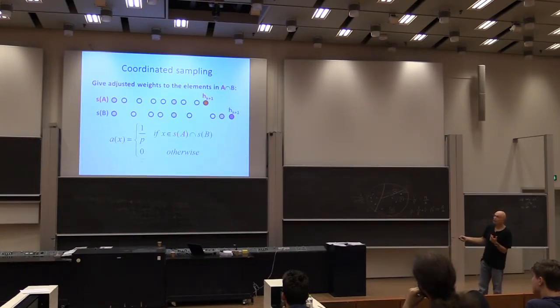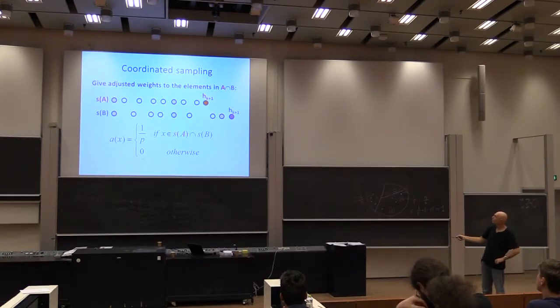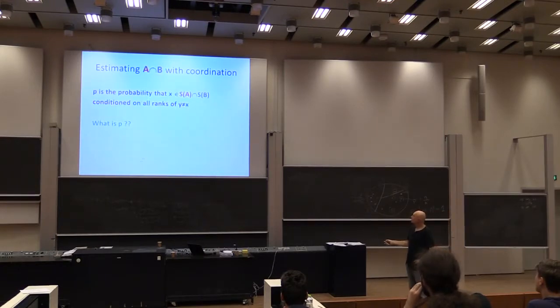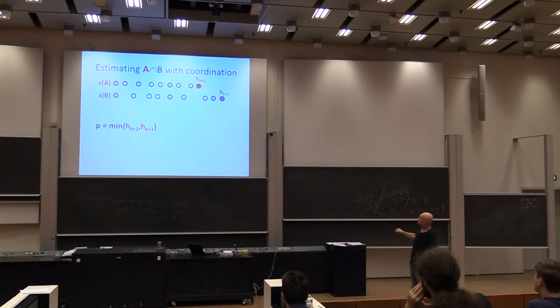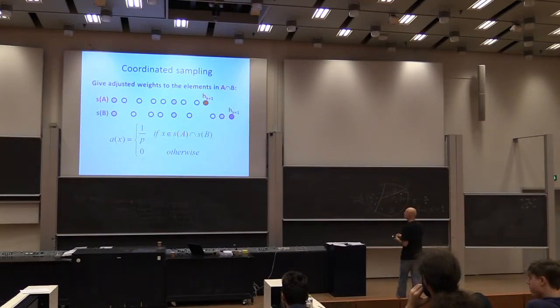So to be in this sketch, your hash value should be smaller than HK plus 1, and to be in this sketch, your hash value should be smaller than the other K plus 1. And since I'm using the same hash function, I satisfy both conditions if I'm smaller than the smaller of the two. So if this is 0.6 and this is 0.8, x would be in the sample with probability 0.6, the smaller of these two. So basically, P is going to be the minimum of this, and the adjusted weight is going to be, the final estimator, I'm just going to do something like that.